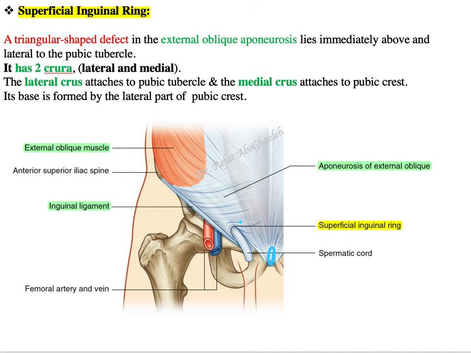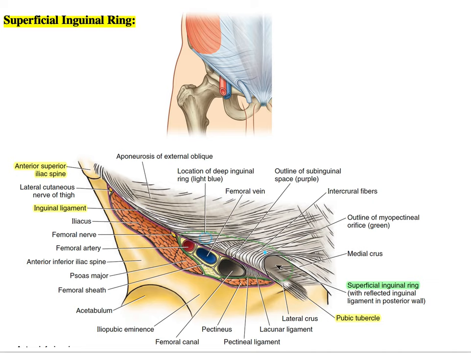Okay. If you look at the superficial inguinal ring, you will see that it has two crura, one lateral and one medial. The lateral crus, guys, is attached to the pubic tubercle, but the medial crus is attached, as you see, to the pubic crest. And you see fibers here transverse in direction. These are from the deep fascia, and they are known as intercrural fibers between the two crura, right and left.